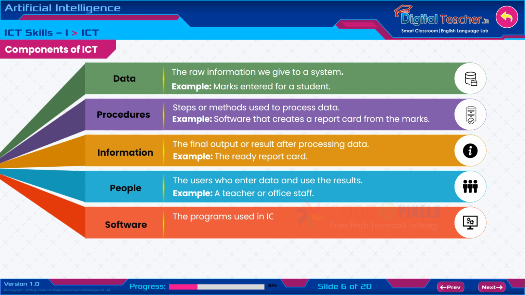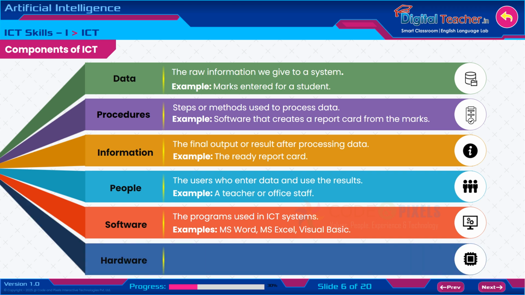Software. The programs used in ICT systems. Examples, MS Word, MS Excel, Visual Basic. Hardware. The physical parts of a computer system. Examples, keyboard, mouse, monitor, printer, hard drive.